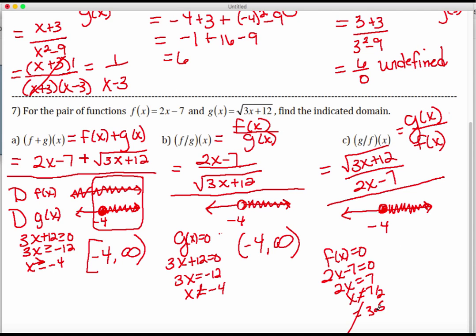So at 3.5 or 7 halves, I'm going to go ahead and remove that out of my intersecting domain, or my overlapping domain, and I'll just put a little hole there. And then writing that in interval style, we go from negative 4 up to 7 halves, union with 7 halves to infinity.